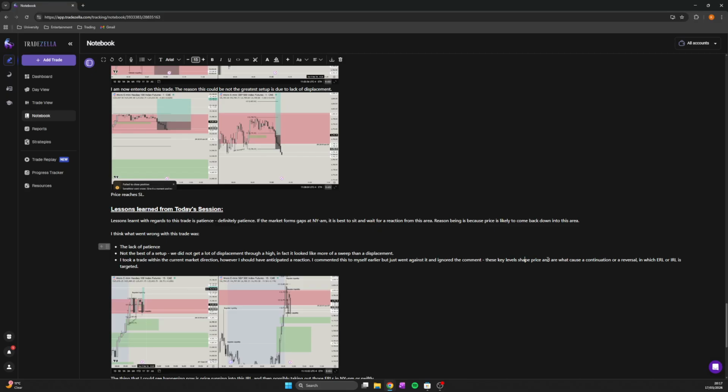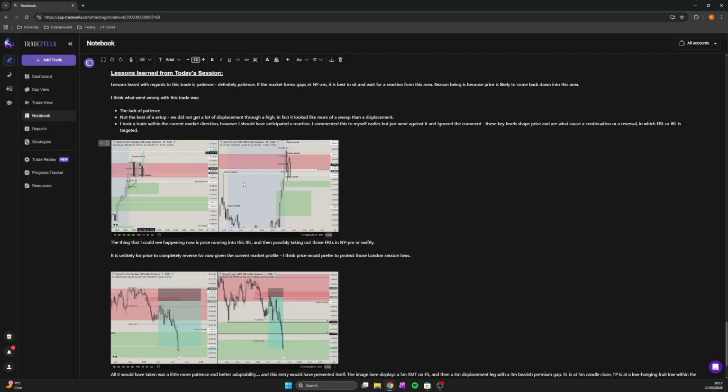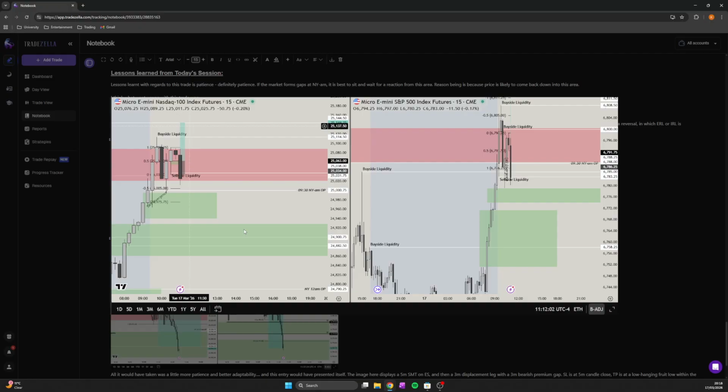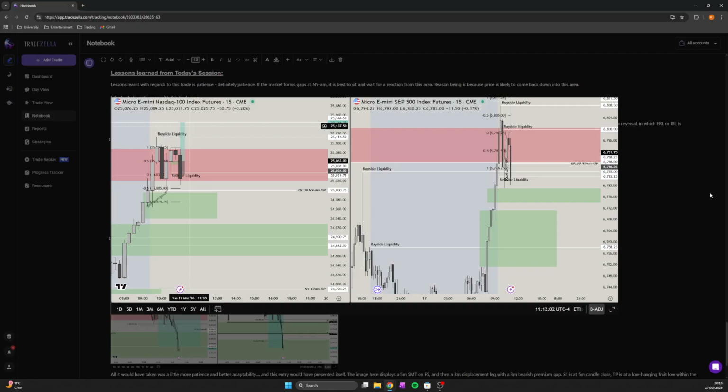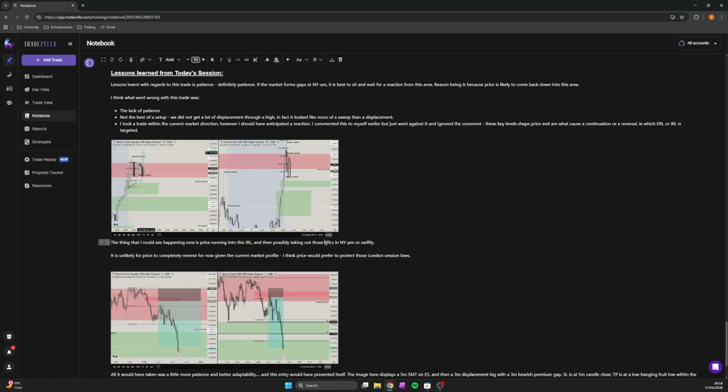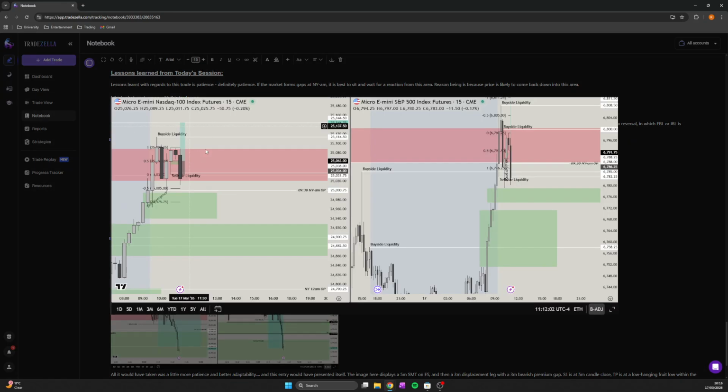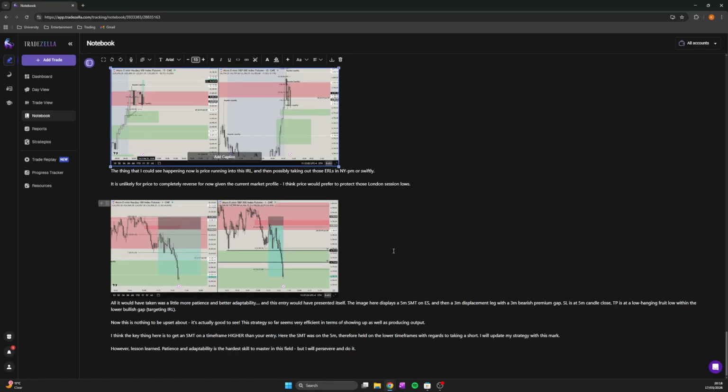These key levels shape price and are what cause a continuation or reversal in which external liquidity or internal liquidity is targeted. Okay. Now, the thing that I can see happening now is price running into this internal liquidity. Okay. And then possibly taking out those external liquidities. So this external liquidity in New York PM by running on a bit higher. Okay, this could happen. Unlikely for price to completely reverse for now, given the current market profile, right? I think price would prefer to protect those London session lows.